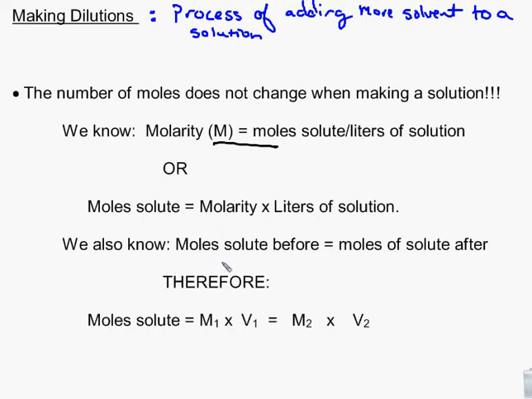And then we can say, hey, we also know moles of solid before equals the moles of solid after we do the dilution. Therefore, the moles of solid equals M1, the molarity, times the volume, or molarity times liters. This is our before the dilution. And that should equal M2, molarity 2, times volume 2. And this is after the dilution.